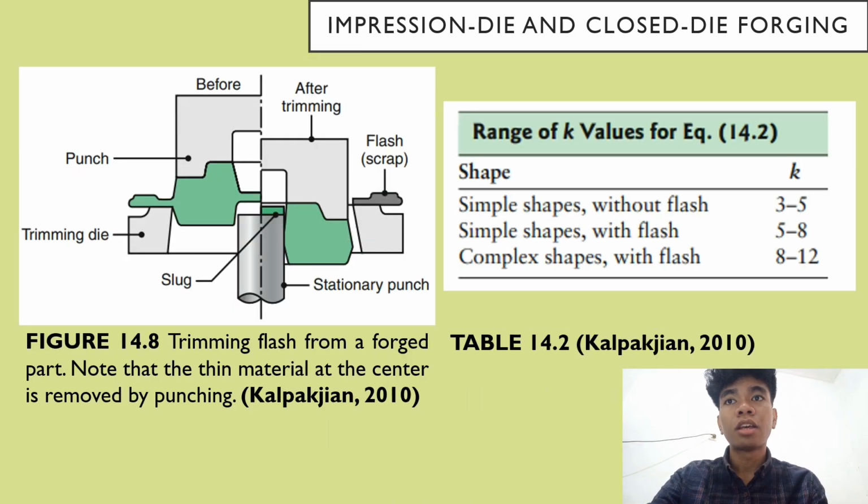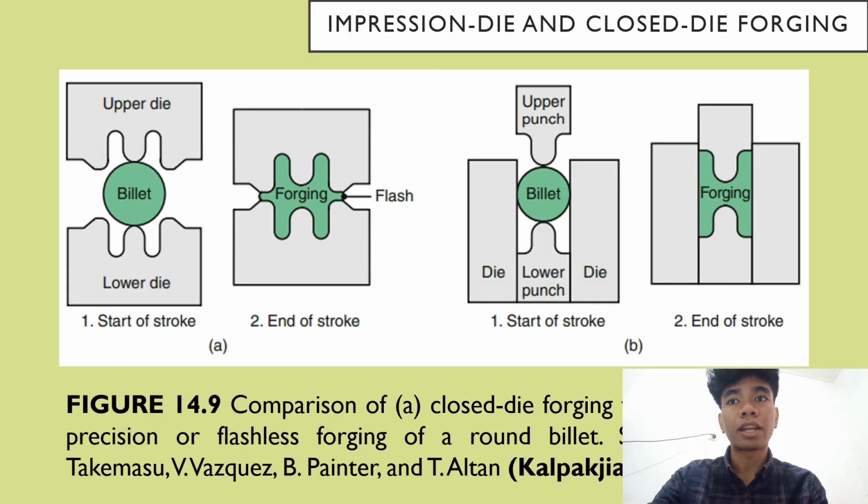Next is Figure 14.8. After forging, flash must be trimmed, and the slide shows how thin material at the center is removed through punching during the trimming operation. Table 14.2 shows the range of K values: a simple shape without flash is 3 to 5K, and a complex shape with flash is 8 to 12K.